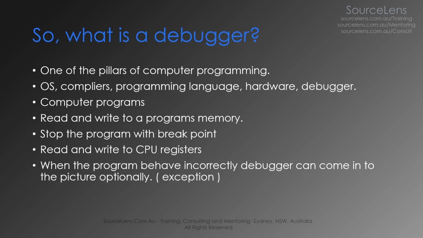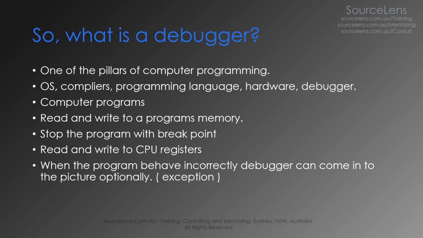Now let's have a look at what a debugger is. It is one of the pillars of computer programming. Others being operating system, compilers, programming language, hardware, and then the debugger. Debugger is nothing but another computer program. It is like any other program like compiler or text editor or Word or Excel. It's just another computer program.